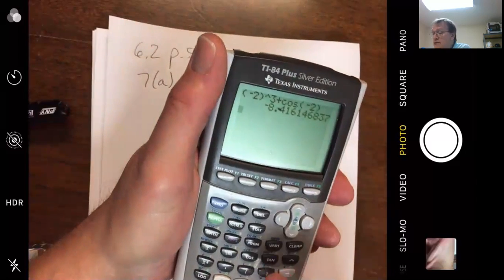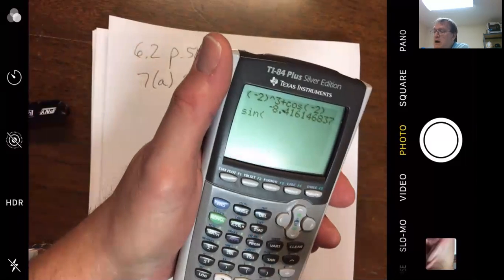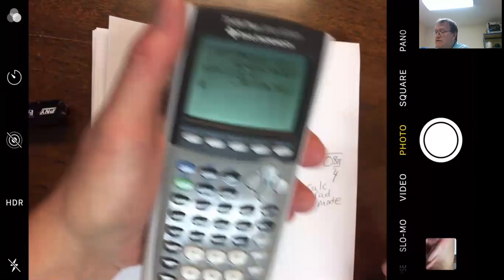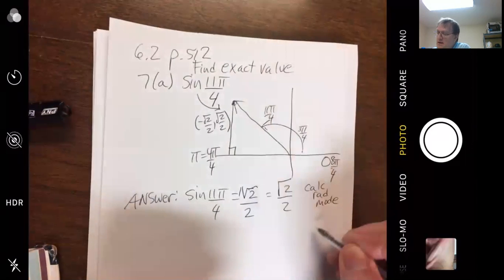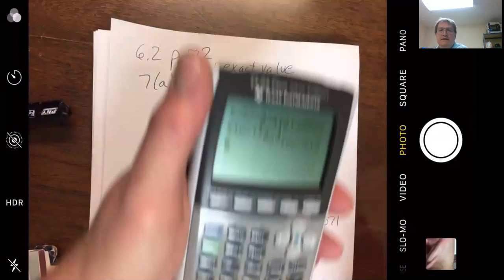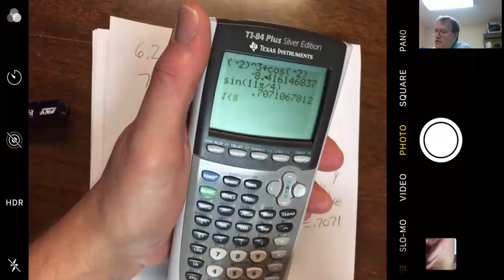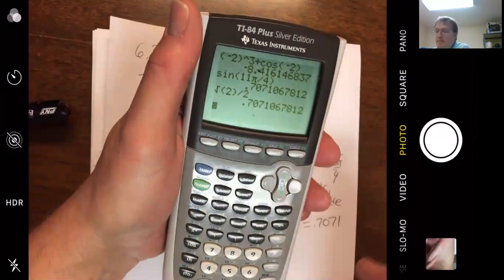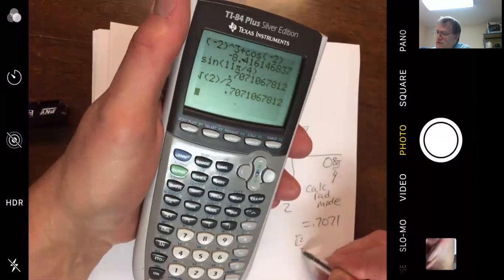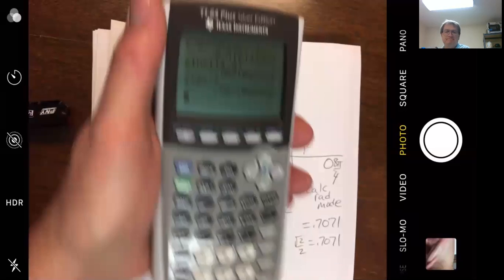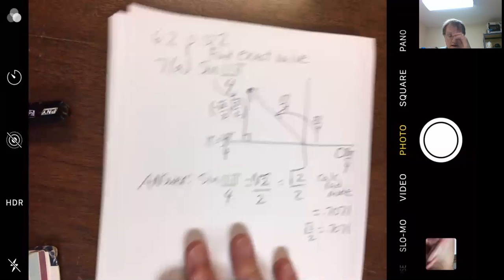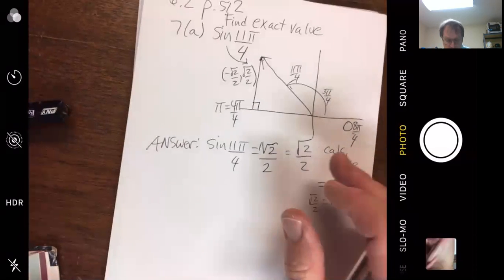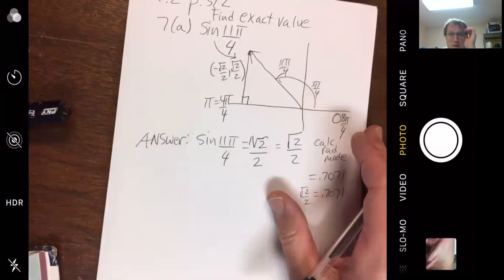Your calculator will give you the decimal sine of 11 pi divided by 4, 0.7071. And if I punch square root of 2, divide by 2, half the square root of 2 in effect, yep, same thing. Root 2 over 2 is equal to 0.7071. You can check these on a calculator, but the book wants you to give the exact value, with root 2s and 3s, and halves or root 3 over 3, or whatever it is.